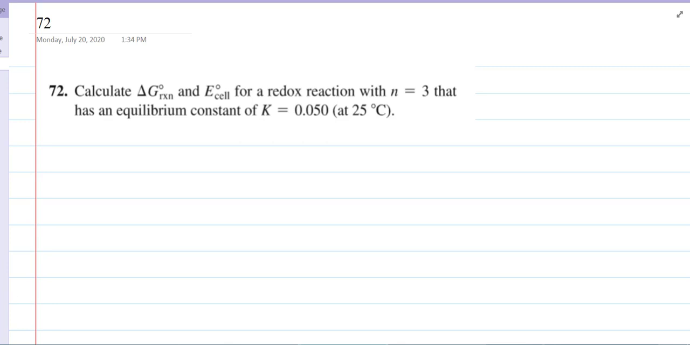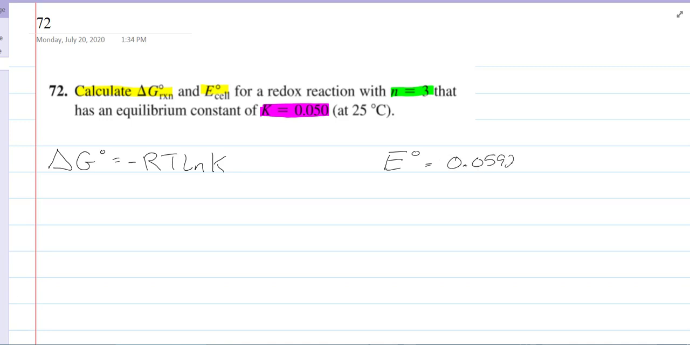We'll start with 72. I have to calculate delta G for the reaction and E for the reaction, and we're given K. And we're also given N equals 3. So for this, there's two equations I'll use. Delta G standard equals negative RT natural log K, and E standard equals 0.0592 volts over N log of K. And I will go back always using K and N.